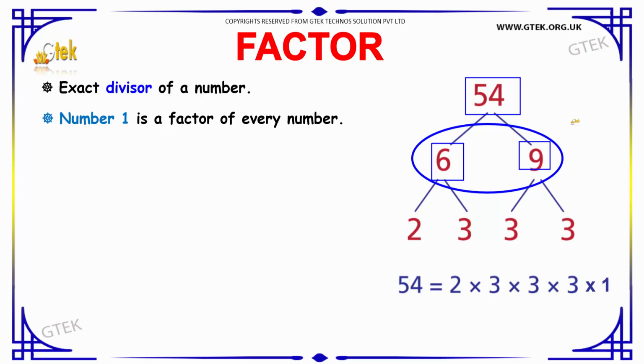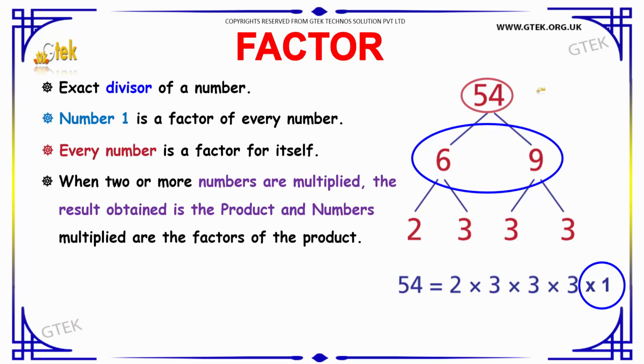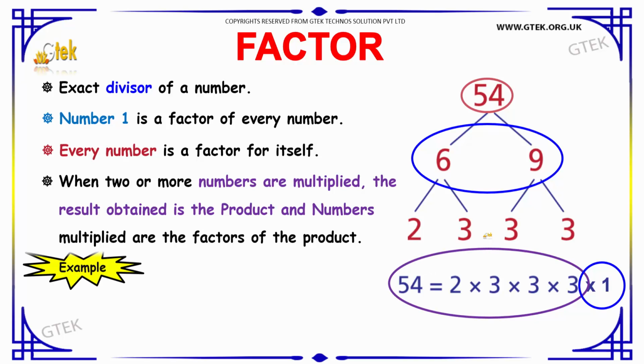Further, every number has the factor to be 1. That is, every number has one of its factor to be 1. And every number is a factor for itself. When 2 or more numbers are multiplied, the result obtained is known as the product, and the numbers multiplied are known as the factors of the product.